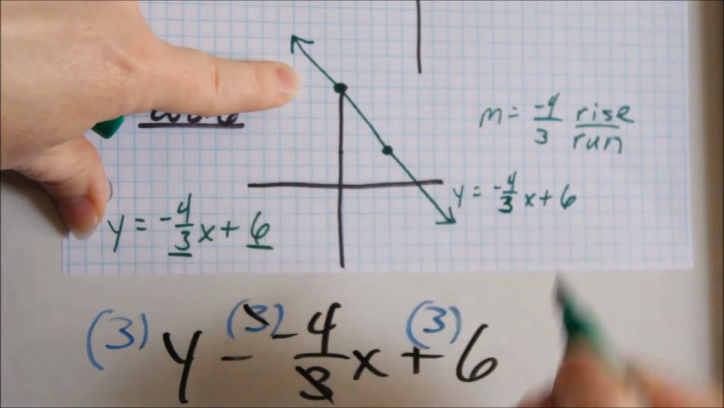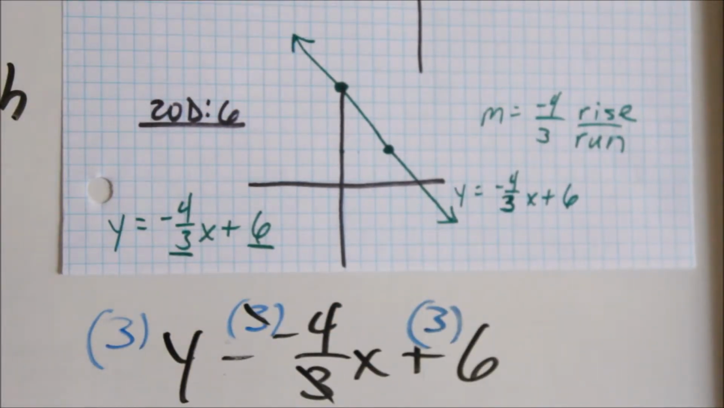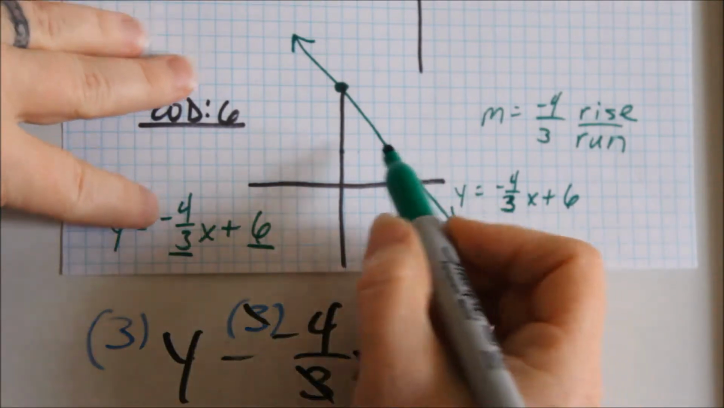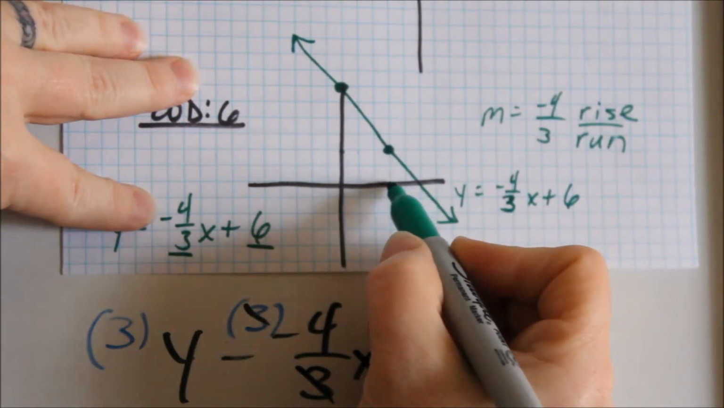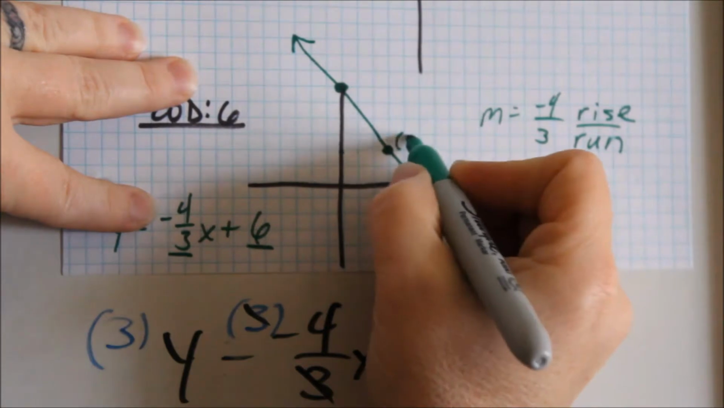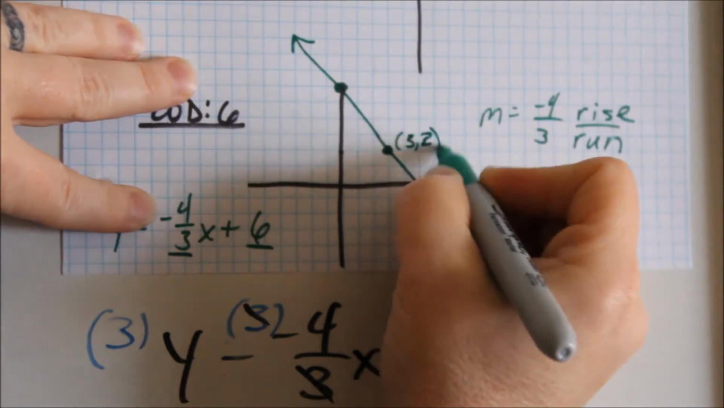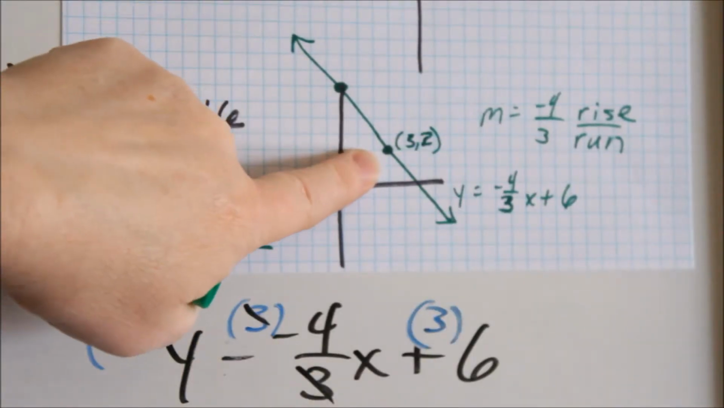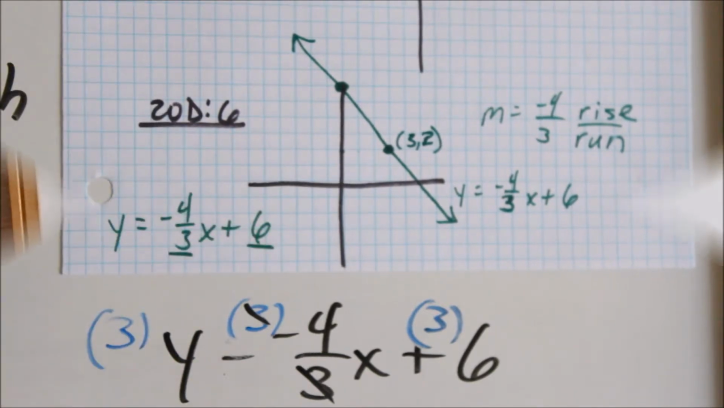And if you went back to your original problem, it said that it passes through the point 3, 2. 1, 2, 3, 1, 2. That right there is the point 3, 2. So it does pass through the point that it tells us in the original problem.